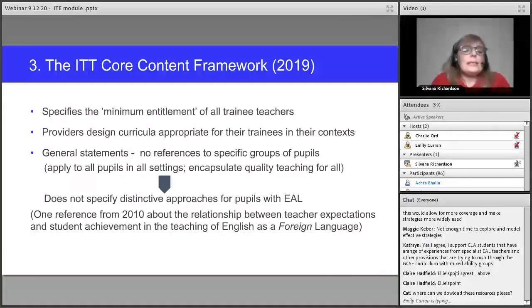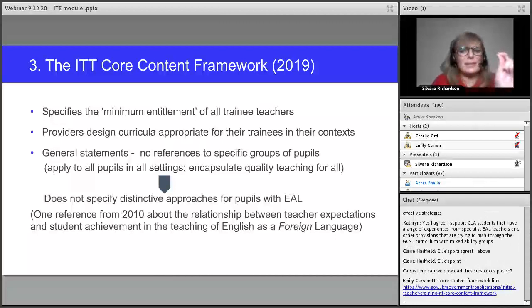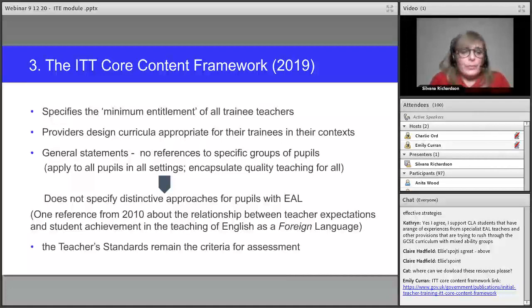Now, the interesting thing going back to the ITT core content framework, because of what I've said, that generic statements encapsulate quality teaching for all, is that it does not specify distinctive approaches for specific groups. So, for example, there are absolutely no distinctive recommendations for pupils with English as an additional language. And in terms of the bibliography and resources that it includes, there is only one reference, and quite old actually, from 2010, about one specific aspect of the core content framework, which is the relationship between high expectations, teacher expectations and the achievement of learners in the teaching of English as a foreign language, which is not necessarily the same context as English as an additional language. But more interestingly, the teacher standards remain the criteria for assessment and not the statements in the core content framework.